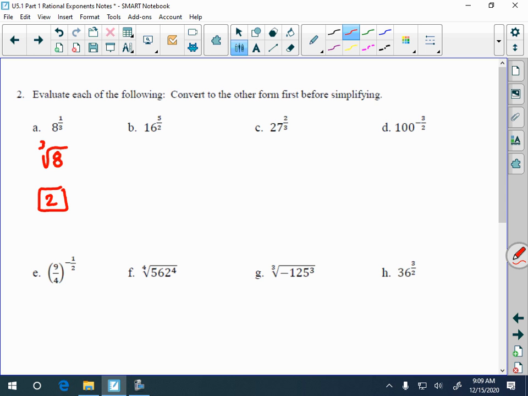16 to the 5/2, so this is a square root problem. Square root of 16. Now we want to raise this whole thing to the 5th, so I'm going to use the parentheses and put the 5 on the outside. So now I can simplify inside the parentheses first. Square root of 16, well, we should all know that is 4. So now I'm raising 4 to the 5th power. Now 4 to the 5th is 4 times 4 times 4 times 4 times 4, so this I do want to use my calculator on because I don't know what 4 to the 5th is. So it's going to be 1024.